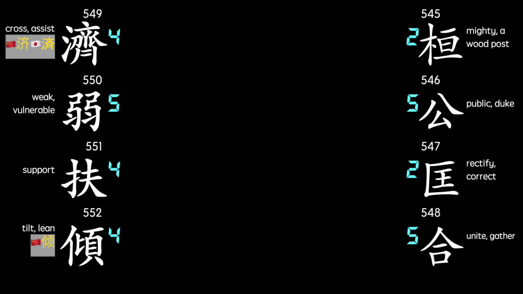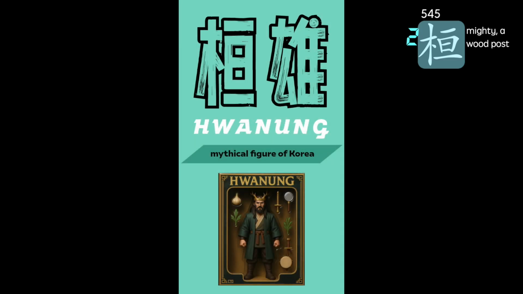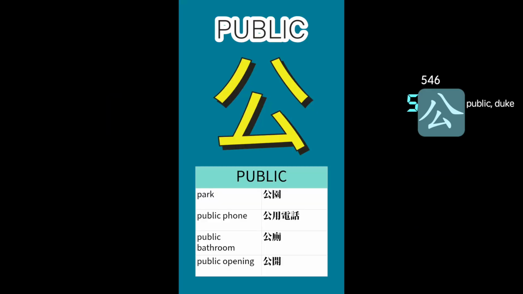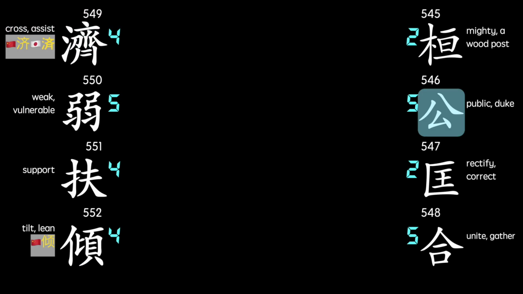So let's start with 545. Those with some knowledge of Korean history and culture should know that this character is the name of Hwan, who, as the father of Donggun, was a key figure in the founding myth of Korea. On to 546. While this character often refers to nobility in classical usage, it's more common today in things related to the public. For instance, a park, a public toilet, a public telephone, or an opening to the public. There are many other such examples.